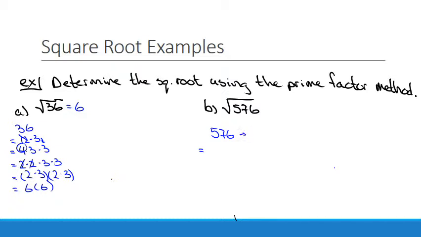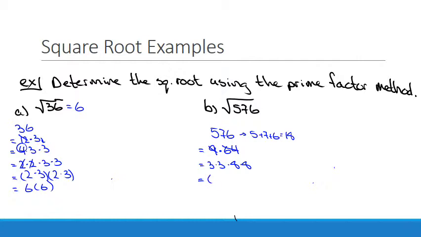So if I look at this, 5 plus 7 plus 6 equals 18. 18 is divisible by 9, so I know automatically 576 is divisible by 9. So 9 times 64 is 576, but I can keep going, breaking these down. 9 can turn into 3 times 3. 64, 8 times 8. Now, we're wanting to use the prime factor method, but if you ever get into a situation where you already have factors that can make 2 equal groups, you can stop short of the prime factors.